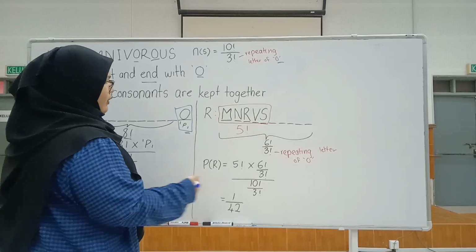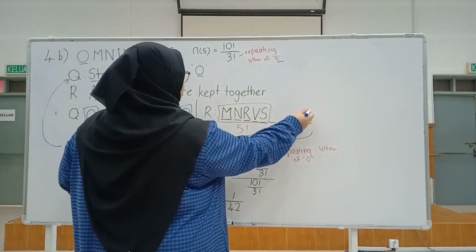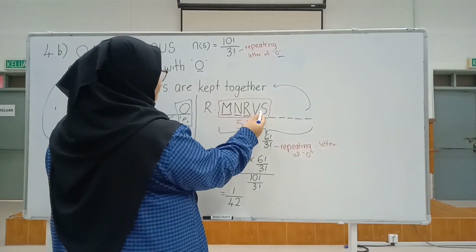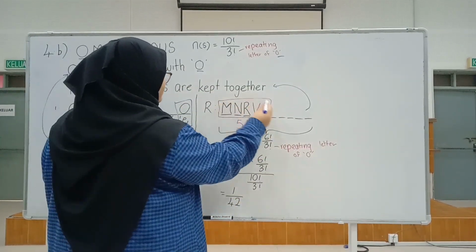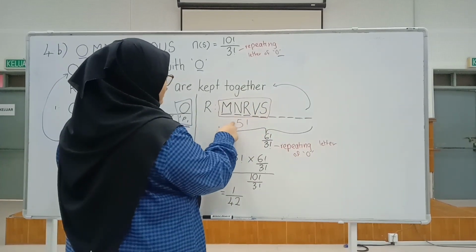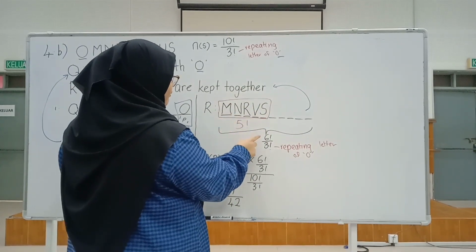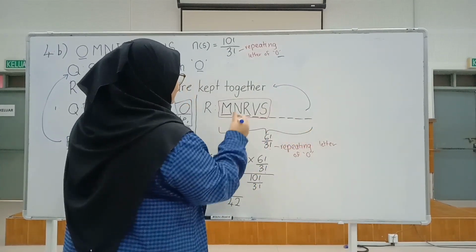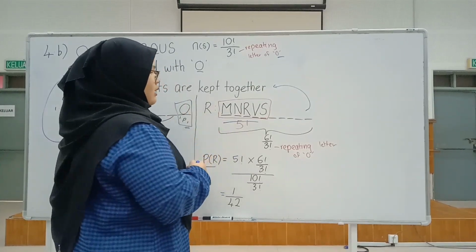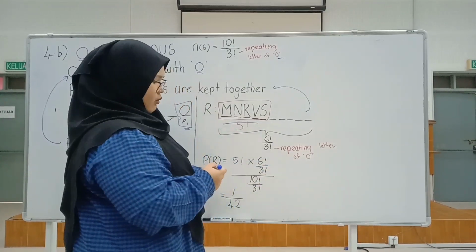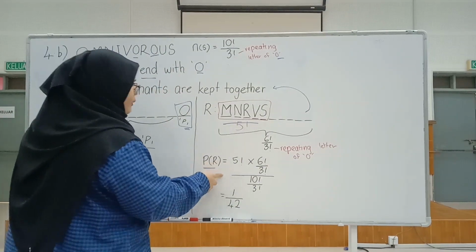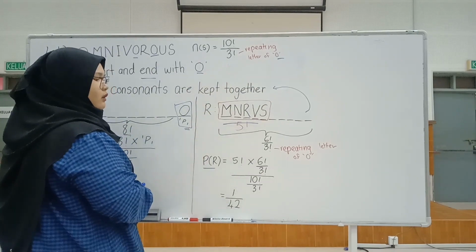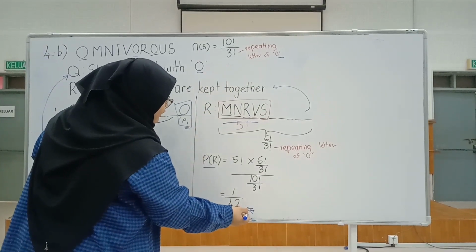Next, we want to find P(R), which means we want from the event R that all the consonants are kept together, which means the letters M, N, R, B, and S are all consonant letters and must be put together. So we got this 5 factorial because they have 5 letters, and then we must multiply by 6 factorial over 3 factorial. 6 factorial came from 5 spaces, and this word can be considered as 1 space. 3 factorial from the repeating letter of O. Then we simply multiply 5 factorial times 6 factorial over 3 factorial, over the number of sample, 10 factorial over 3 factorial. Then the final answer will be 1 over 42.